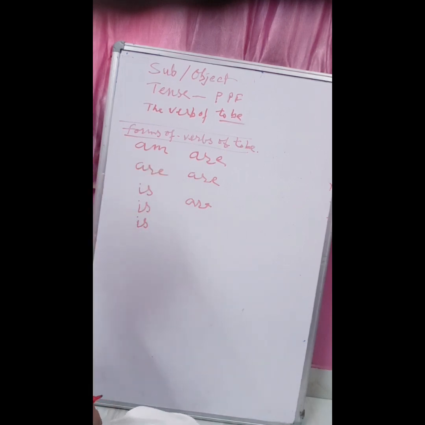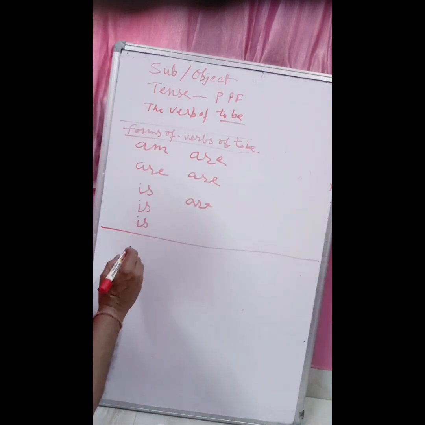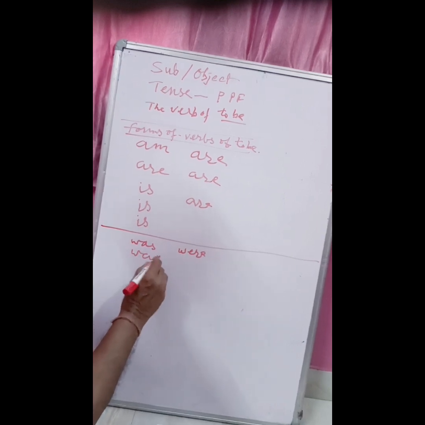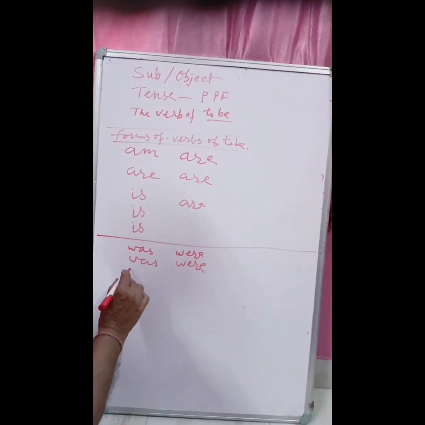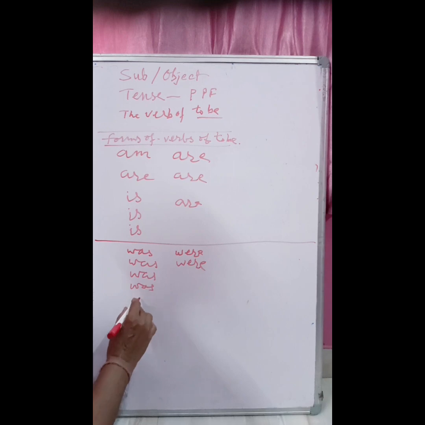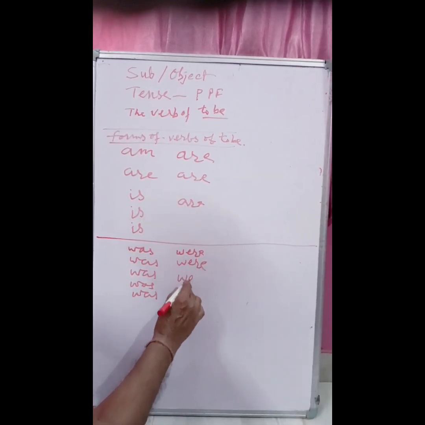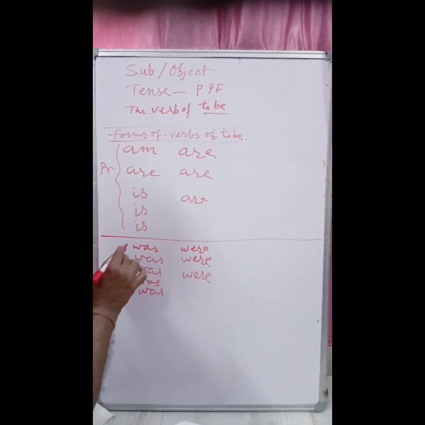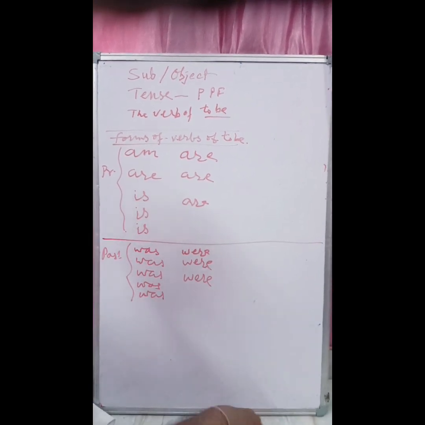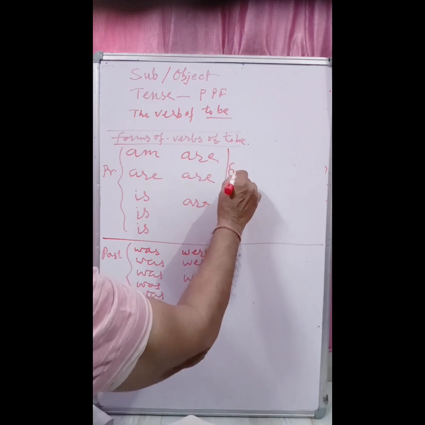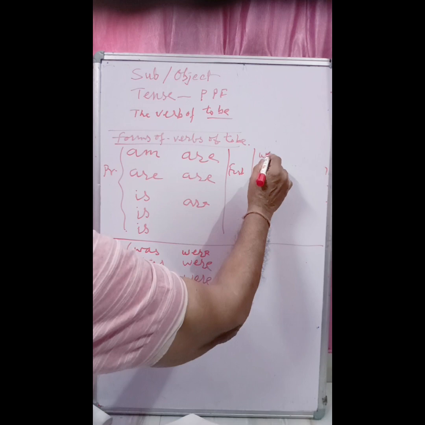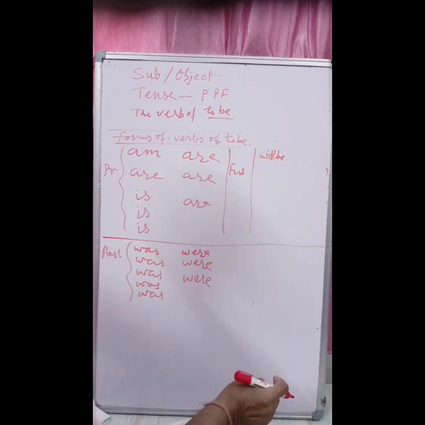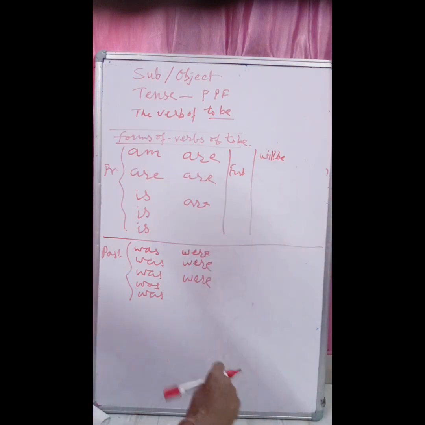Now, if it is present tense, that is this. But if it is past tense: I was, you were, he was, she was, it was, and they were. This is present. This is past. And in future, will be. So it depends on that.